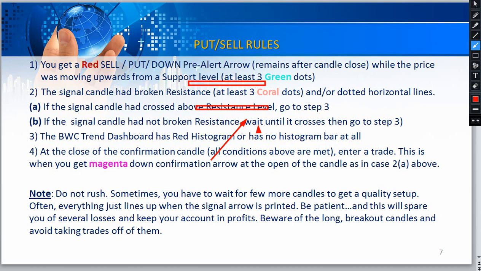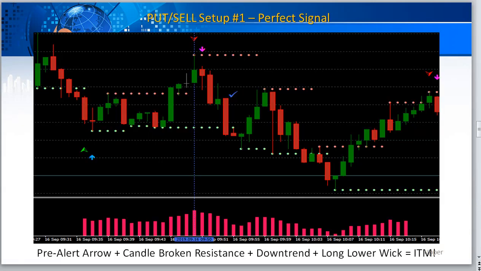Now let's see very quickly. The rules are there. I don't want to read them. I just want to take you through the chart immediately. For a perfect put, you will think in the reverse. Number one, you will get a pre-alert on a given candle, this one. Then this candle, which received the pre-alert, is after price has broken a resistance level.